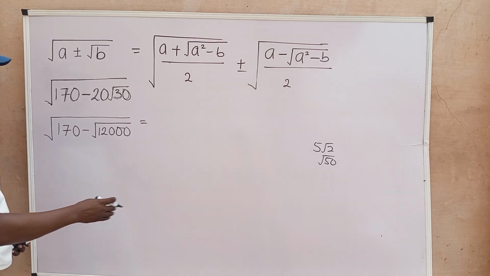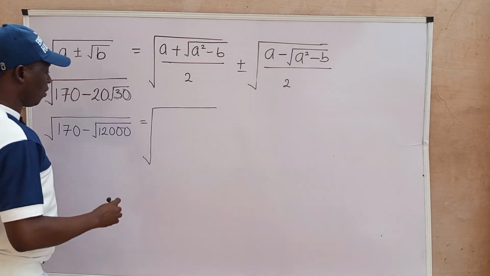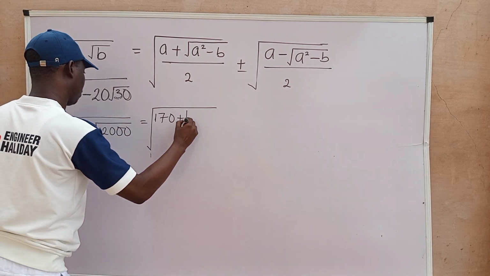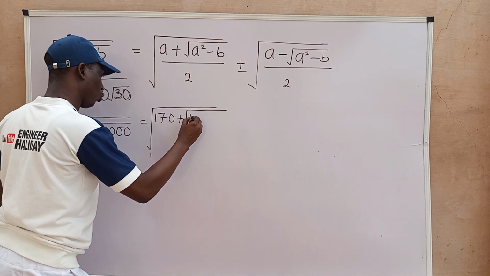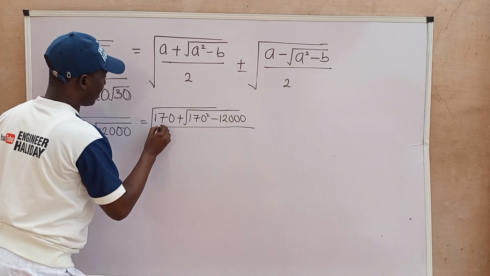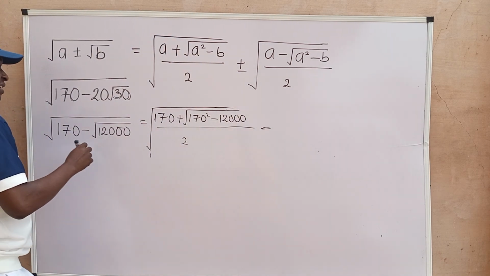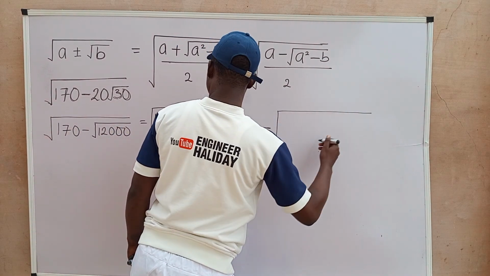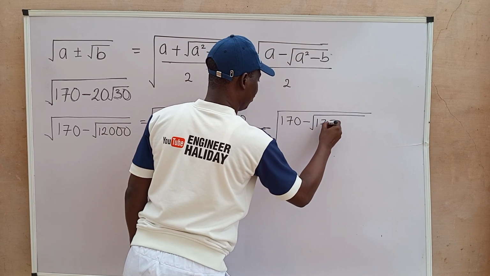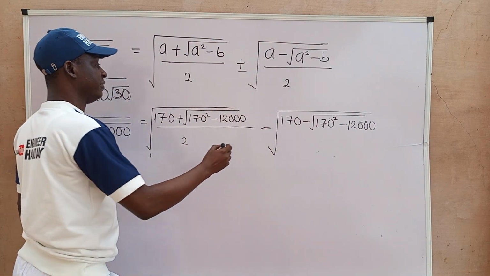Now we can go ahead to use our formula to solve. We use square root of 170 plus square root of 170 square minus 12,000 divided by 2, plus this minus. You know why it's minus? Because it's minus that is here. Then square root of 170 minus square root of 170 square minus 12,000, divide by 2.